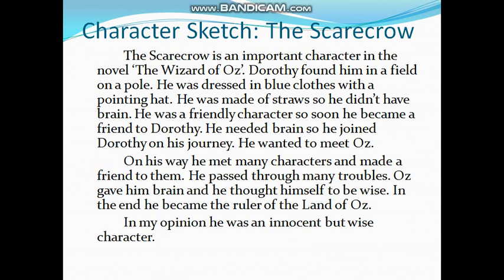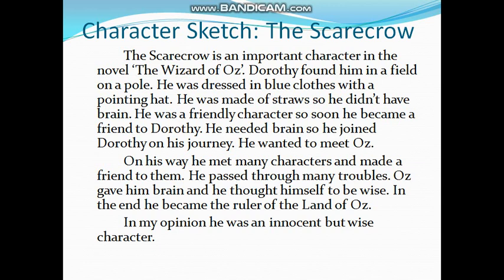Then, what were his characteristics? He was a friendly character, so soon he became a friend to Dorothy. And his role play in the novel: he needed brains, so he joined Dorothy on her journey. He wanted to meet Oz. On his way, he met many characters and made friends with them. I am not writing here any story. I am not giving here any details. I am not adding here any descriptions. I am just summarizing his role play in the novel.